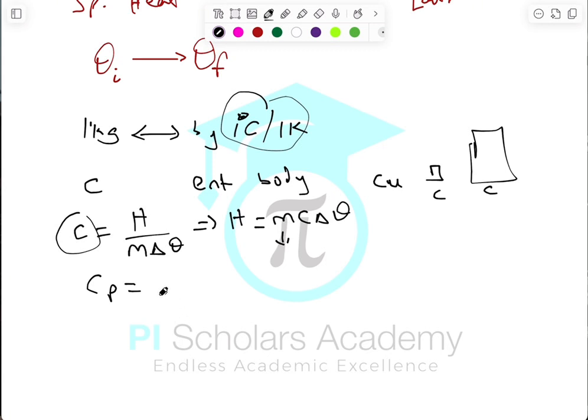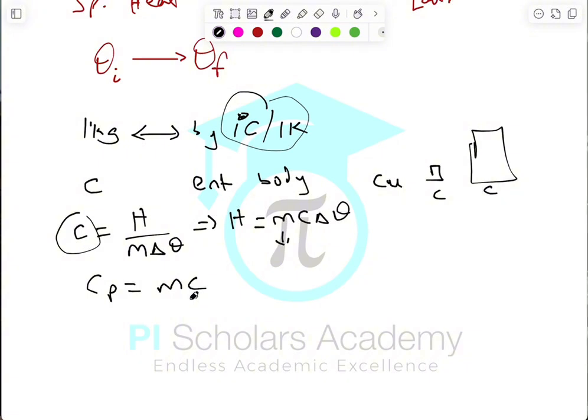And this is actually given as mc. The heat capacity of a body is given by mc. So therefore, the heat capacity of a body can change from one value to another because it depends solely on the mass of that body.